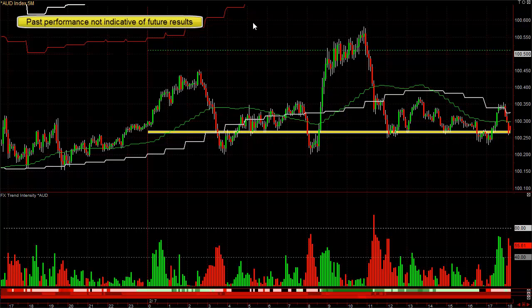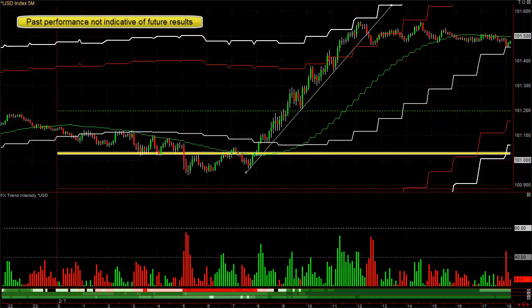As long as the pound index is going up, you stick with it. Now let's find one other example.